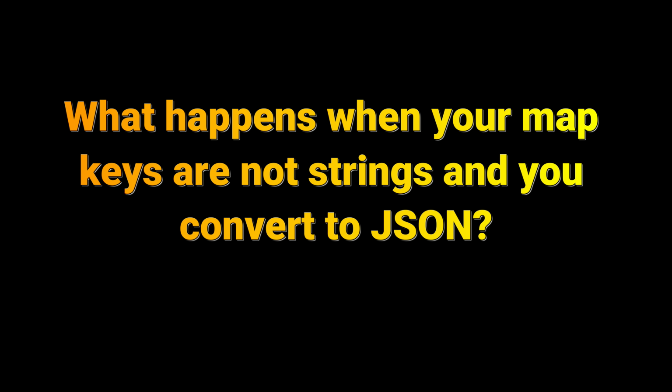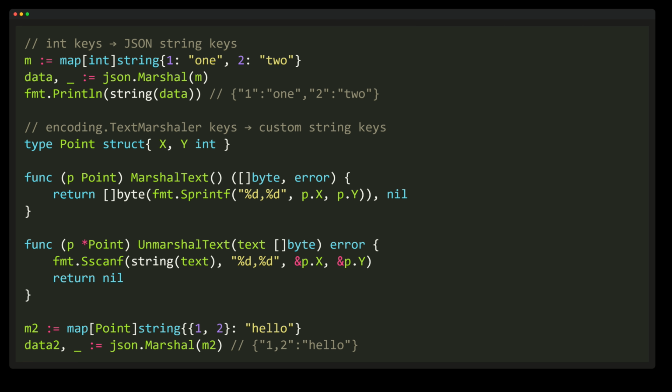Question: what happens when your map keys are not strings and you convert to JSON? When you convert a map to JSON, all keys become strings, regardless of their original type. For example, integer keys become string versions of those numbers. If your key type implements the TextMarshaler interface, Go uses that custom string representation for the JSON key. This works because JSON only allows string keys in objects.